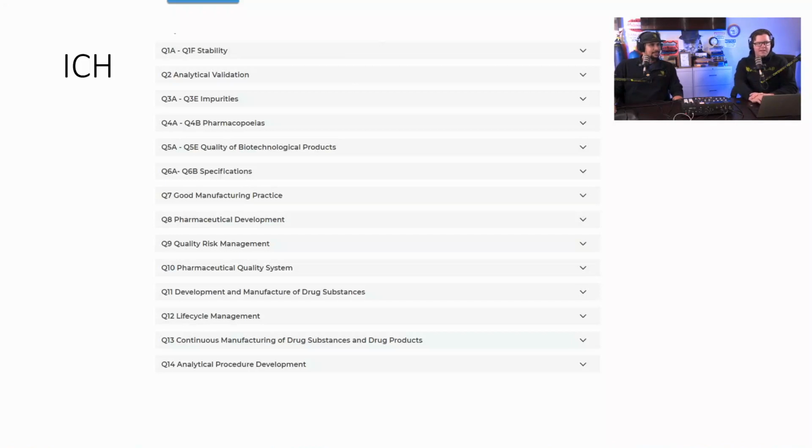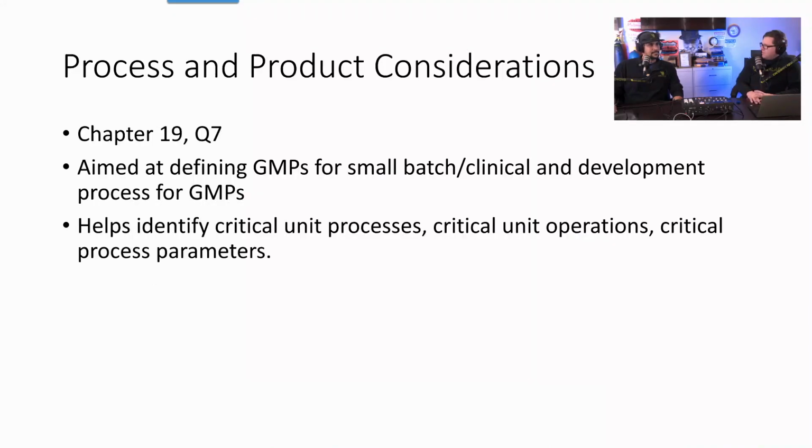But we had been talking specifically about quality risk management in the last go round. Today we're going to be talking a little bit about good manufacturing practices, which are the Q7 portion of that. GMP. And specifically the development of, which is in Chapter 19.